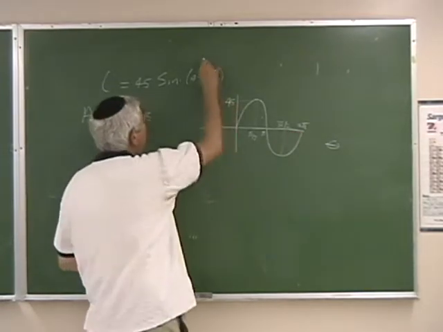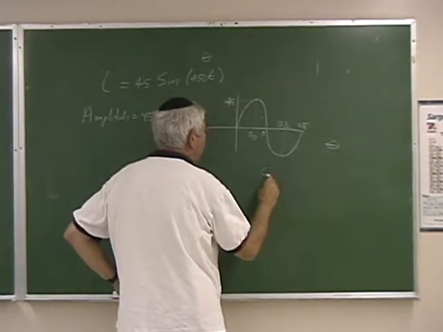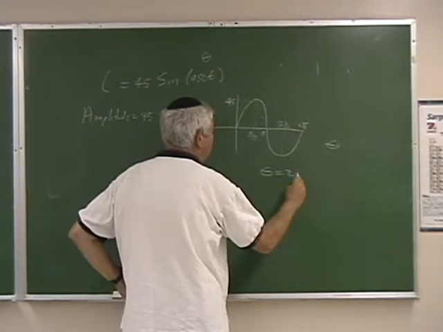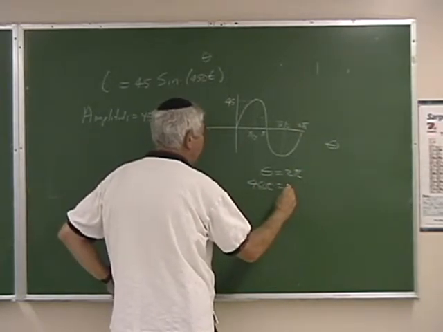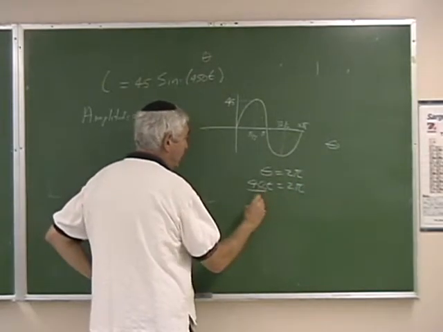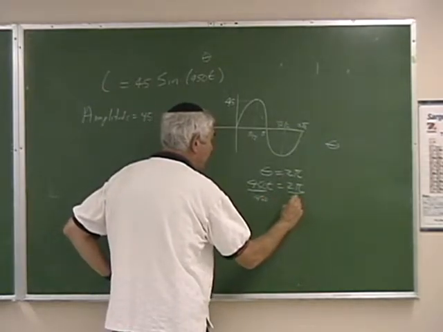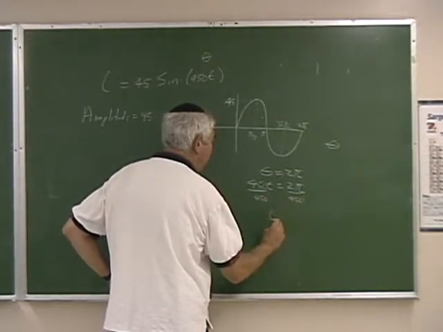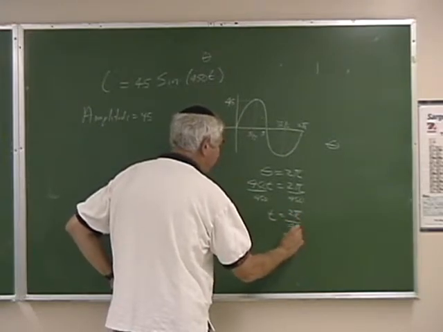And so this is theta. And so to find the period, I'm going to set theta equal to 2 pi. So theta is 450t equals 2 pi. So now I want to solve for t. I'm going to divide both sides by 450, and I have t equals 2 pi over 450.